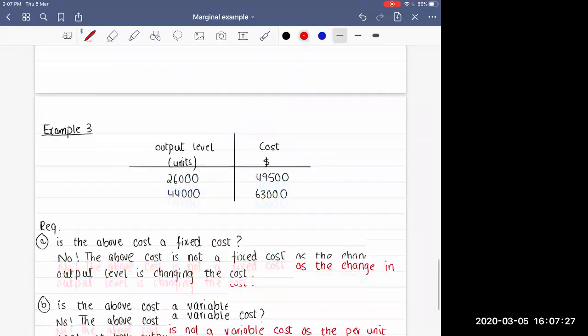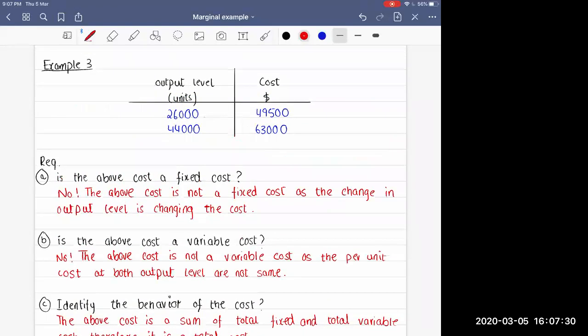That means the above cost, the 49,500, has some element of fixed and some element of variable. Similarly, the 63,000 also has some fixed element, and it also includes a variable element.